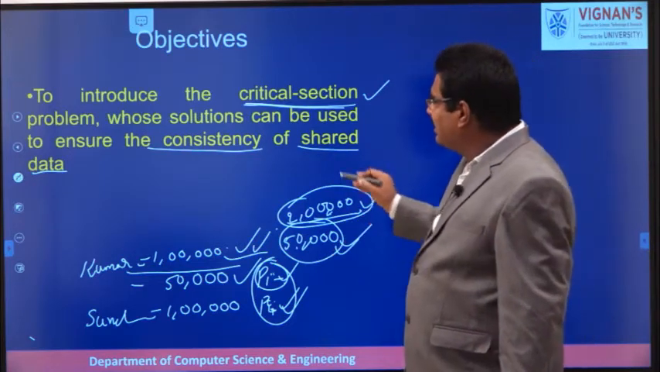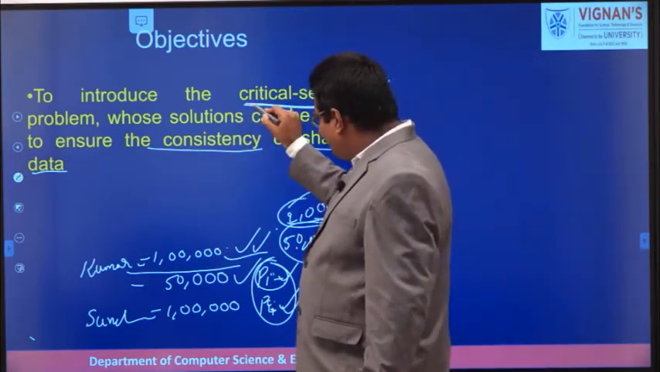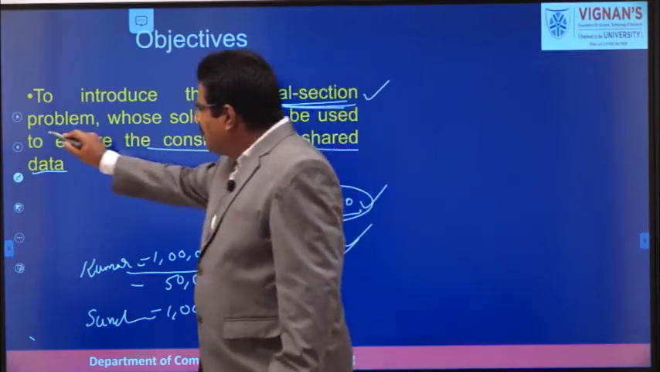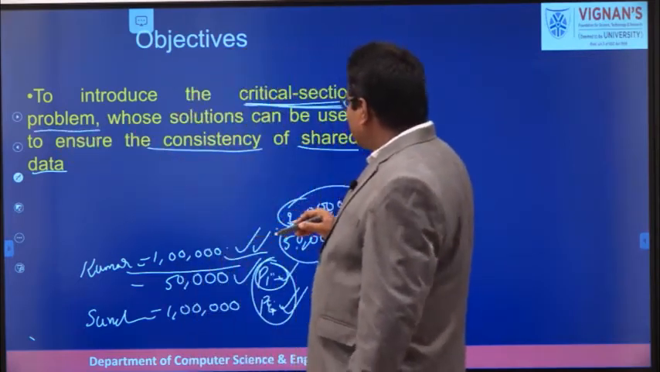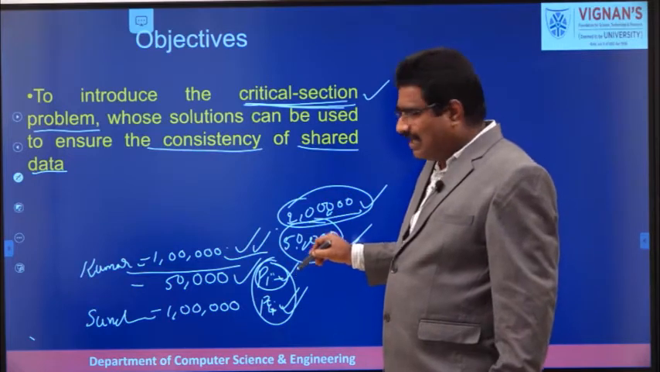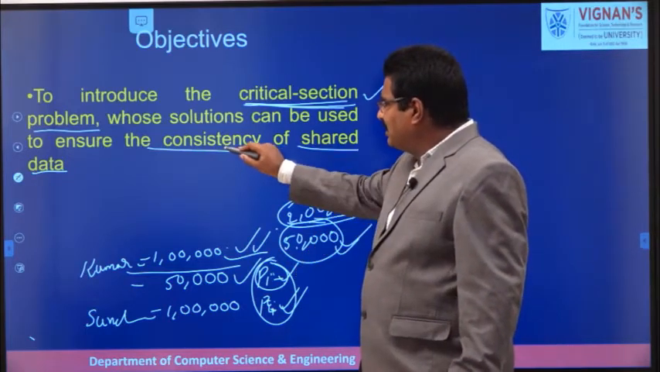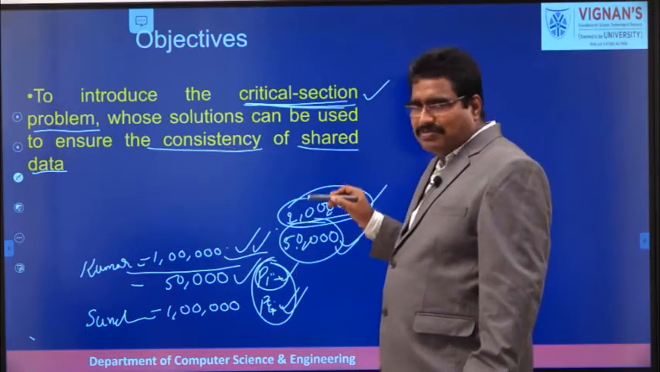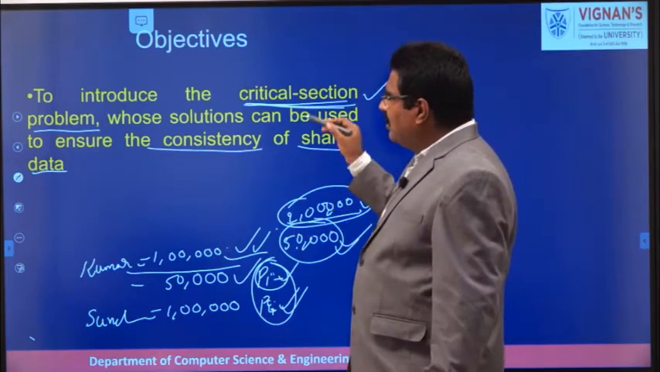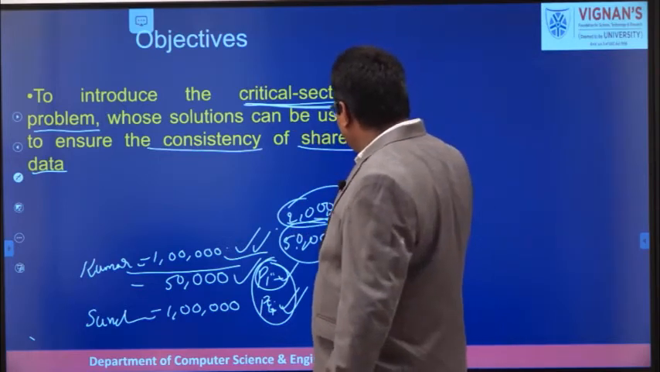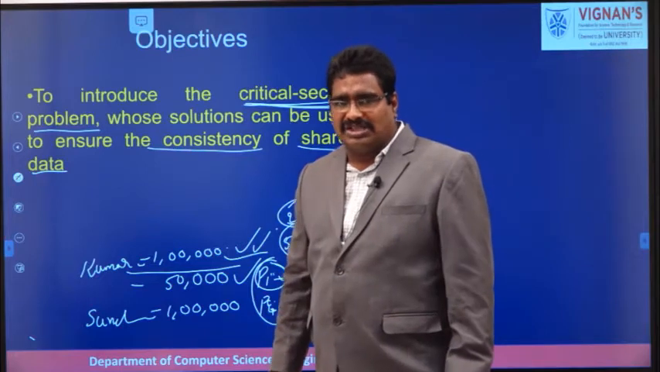Both are incorrect. That itself indicates what a critical section problem is. If more than one process enters the critical section at a time, there is the possibility of data inconsistency problems. We need to overcome those inconsistency problems using process synchronization solutions.